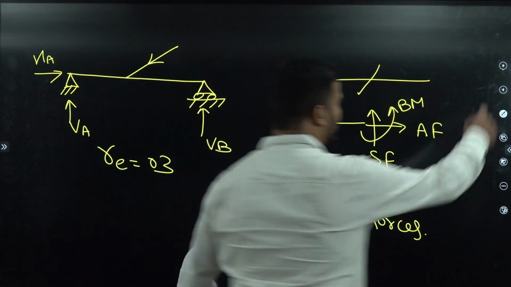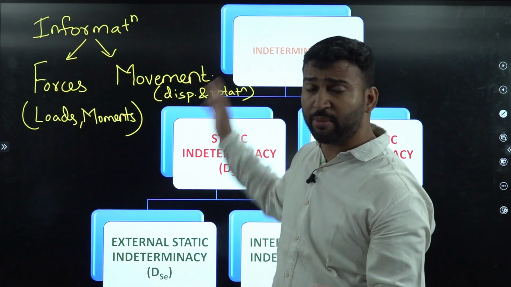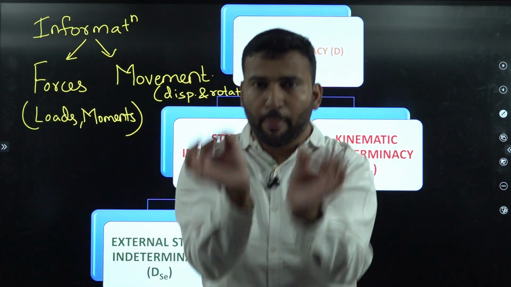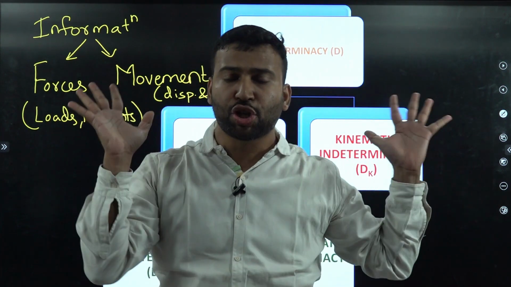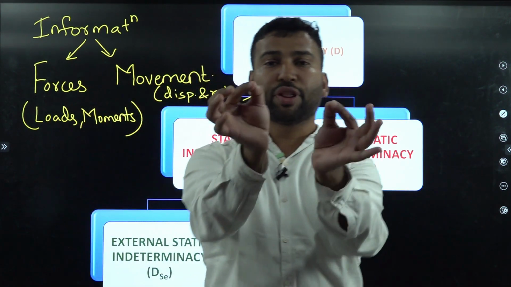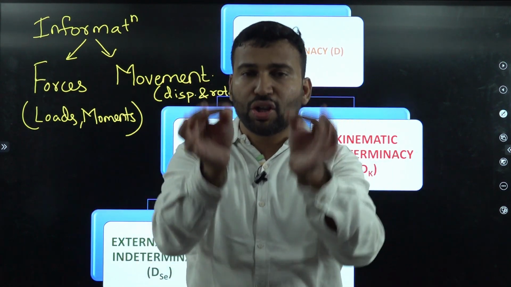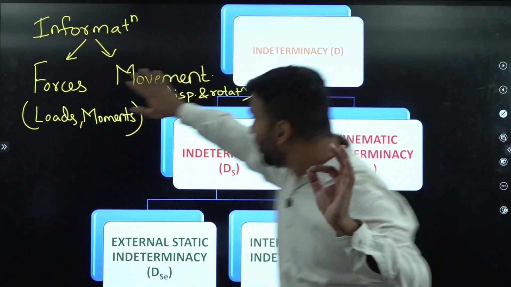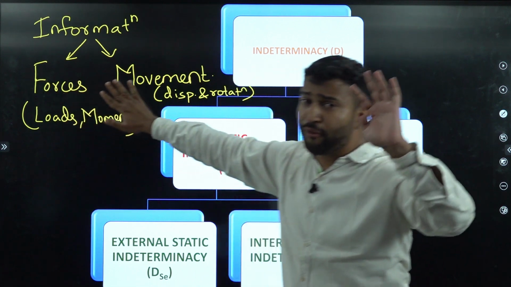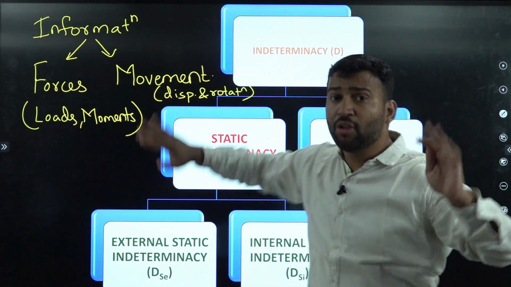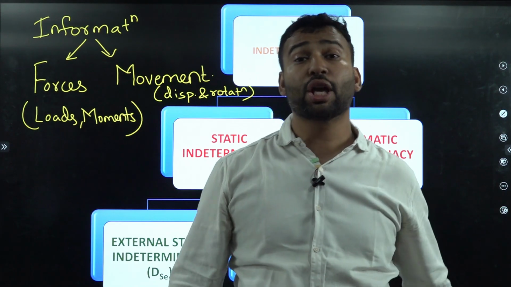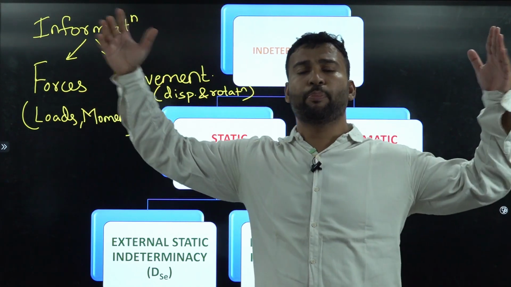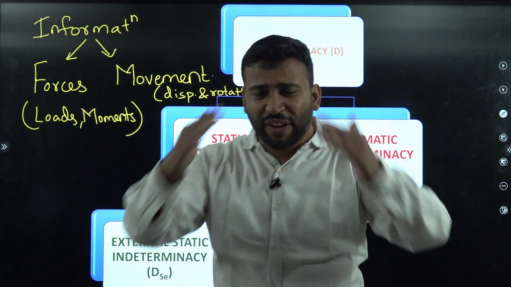Okay, students. Now just see the definition. Okay. Now what does indeterminacy mean? The number of unknown information which cannot be solved with the theory of equilibrium alone is known as indeterminacy. What does it mean? If we have any unknown external or internal forces, or any unknown movement, which cannot be solved with the theory of equilibrium alone, then this is known as indeterminacy. So this is a very big definition. Can we simplify this particular definition?